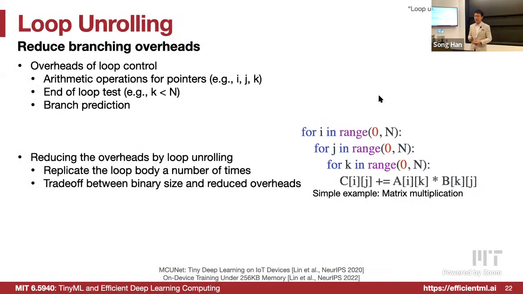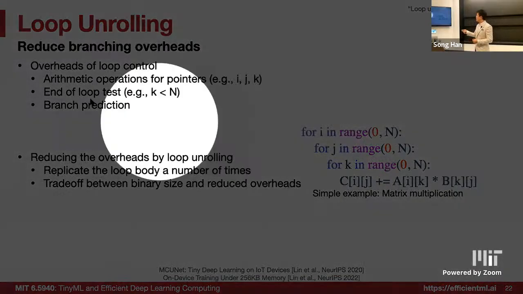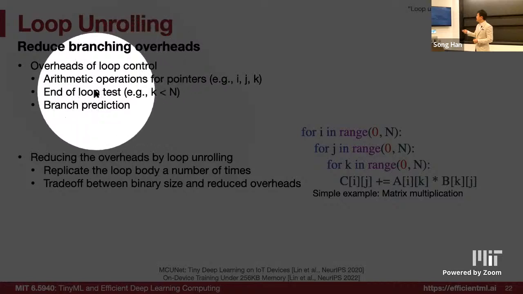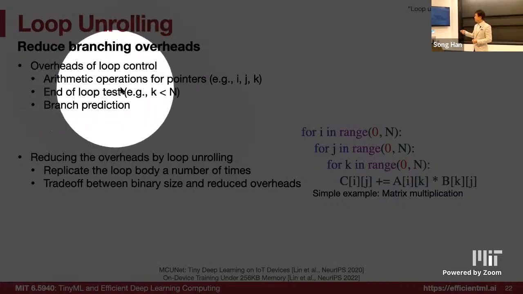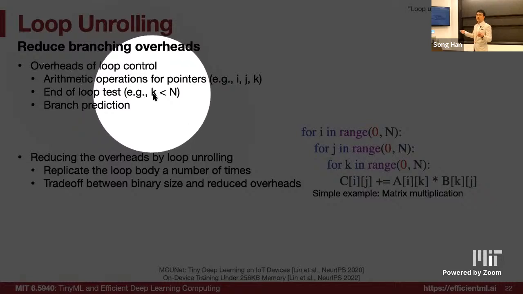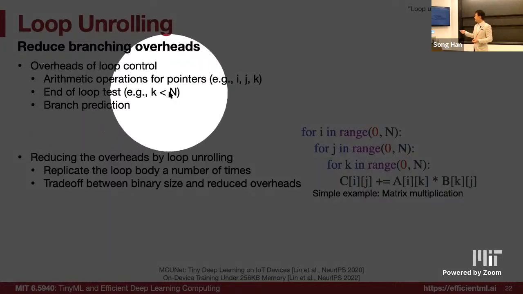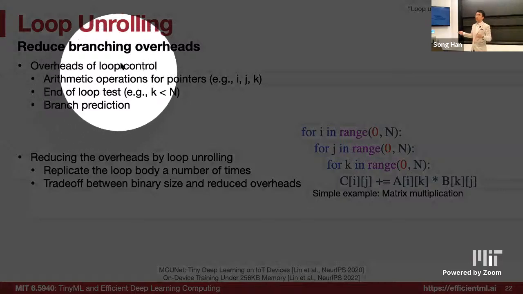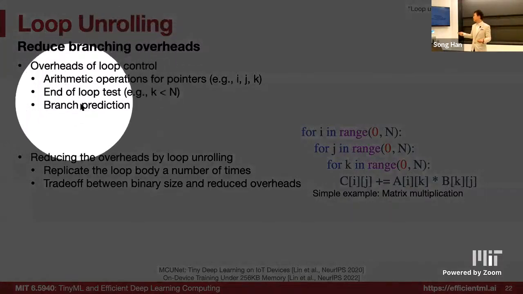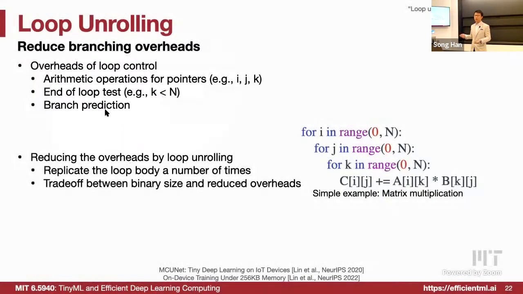Now, why is that the case? Let's see an example. First of all, where does the overhead come from? When you have a for loop, at the end of the for loop, every time you have to test whether the loop index is out of bounds. If it is, we have to jump. That will introduce branch prediction. The branch predictor is not 100% accurate.